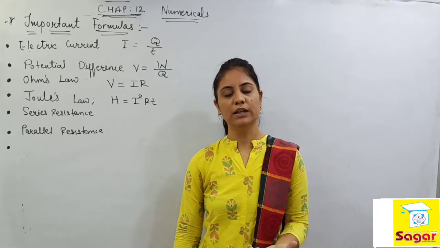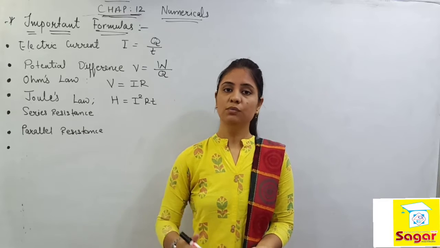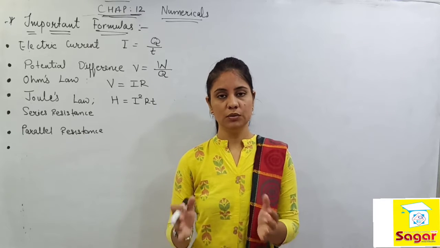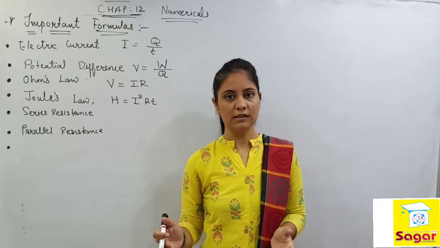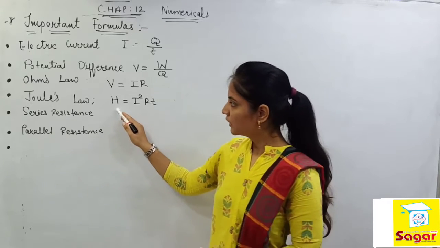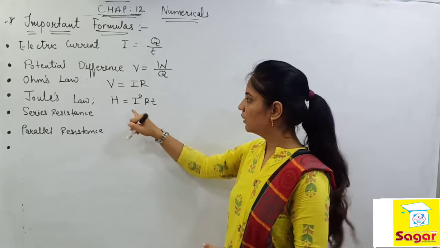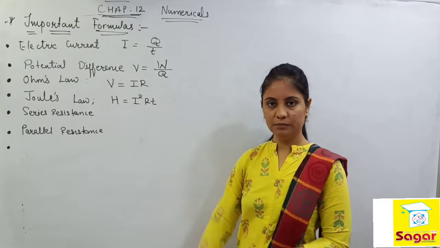But if you want to find out how much excess energy and useful energy has been wasted during the operation of such devices, we can identify that by using this equation: H, that is the heating effect, or we can say electric heating, is equal to I square R T.